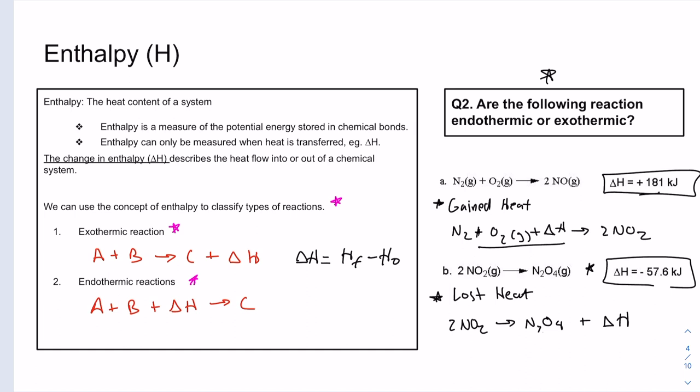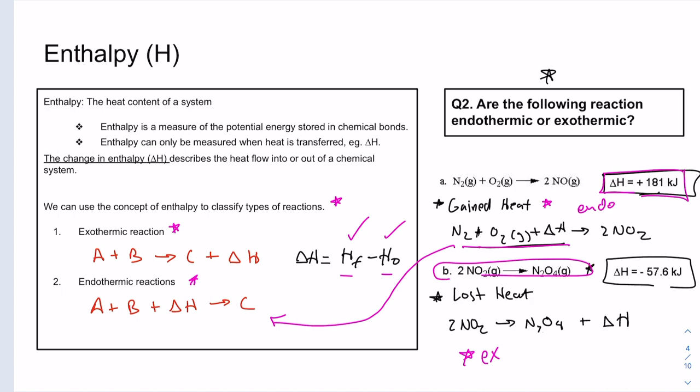And so here's two examples. We're given delta H is equal to positive 181 kilojoules. We know that delta H is final minus initial. So if it's positive, that means the products must have more heat content than the reactants. And as a result, we'd say that this reaction has gained heat. You could rewrite it like this, and that would match this equation over here. This must be endothermic. And you guys are familiar with this, so you could do the second one on your own, but this is, of course, exothermic. Great. Not too bad. Certainly Gen Chem review stuff.